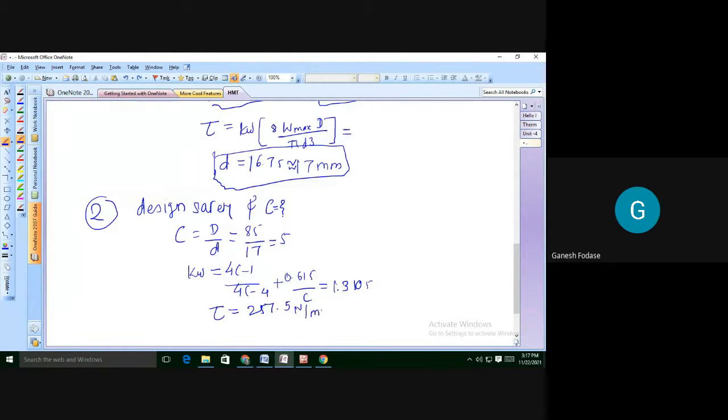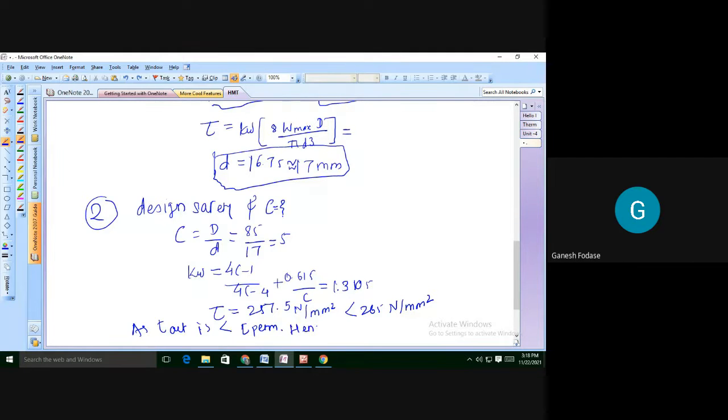Newton per mm square. Now tell me whether this value is less than or greater than tau permissible. How much permissible value is? 265. You can write here as it is less than 265. That is permissible value. Newton per mm square. Hence, our design is safe. So you can write here as tau actual is less than tau permissible.